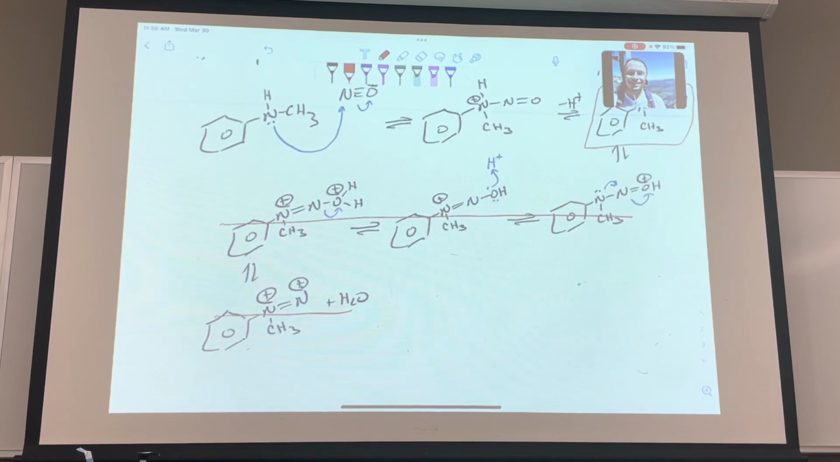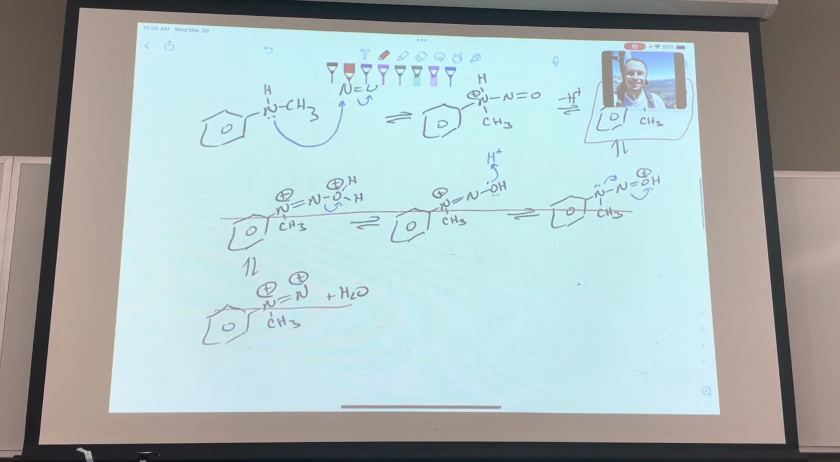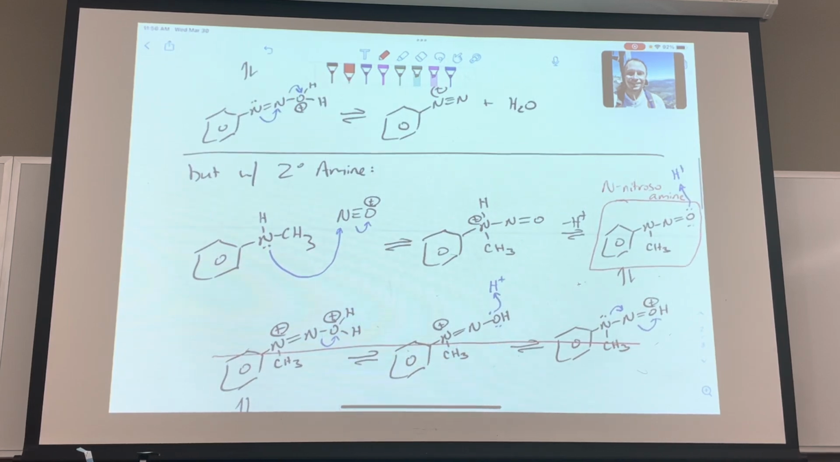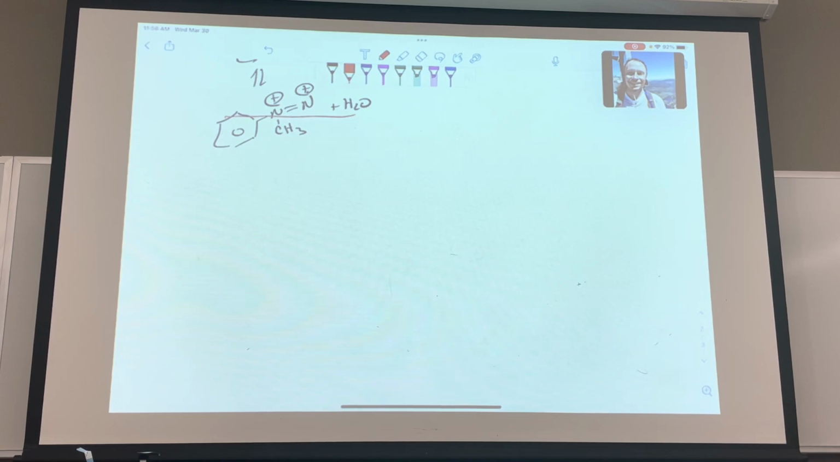Everything in moderation, right? But in any case, the bottom line is for useful synthetic chemistry, you're only going to use this with aromatic primary amines. All right? So let's see what we can do with these once you make the diazonium.